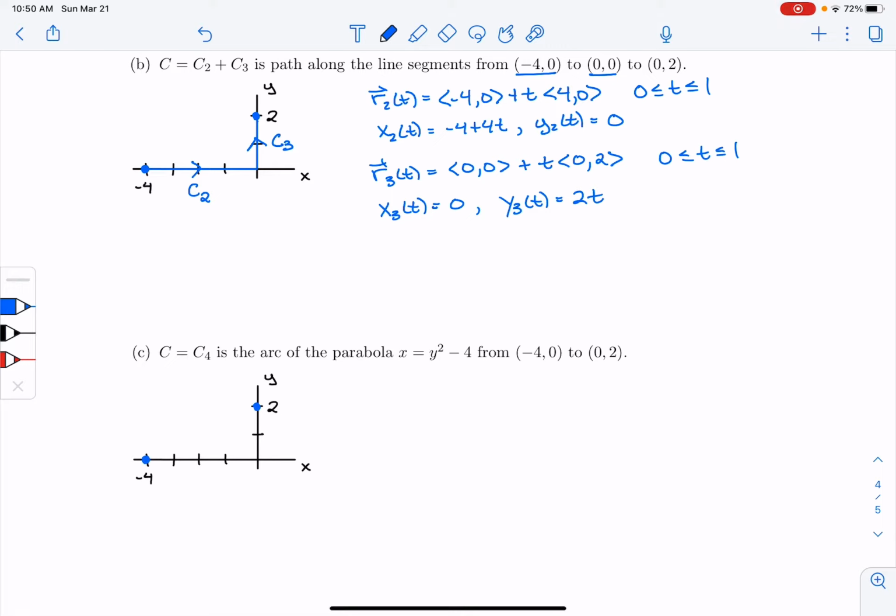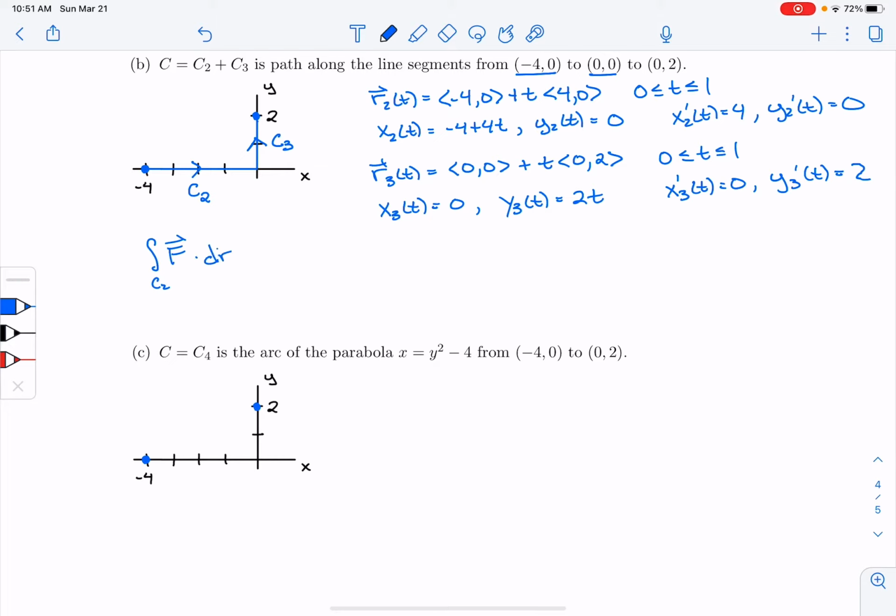So here we have, say that x2 prime of t is 4, and y2 prime of t is 0, and then we have x3 prime of t is 0, and y3 prime of t is 2. So if I integrate over c2, for example, f dot dr, then I'll integrate from 0 to 1 of f of r of t.